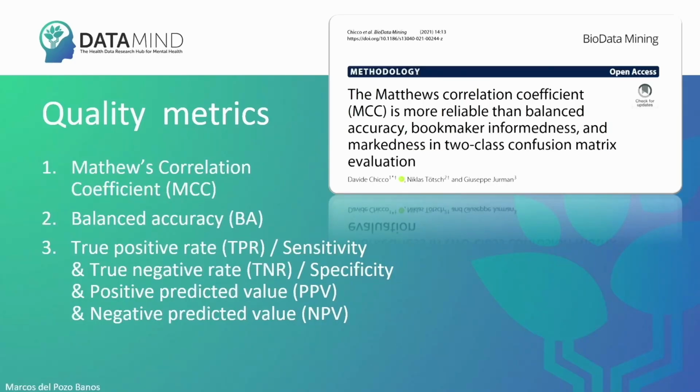Again, personally, the area under the ROC curve or the C statistic is not something that I use, but I have given you some papers justifying this, but then again, it's up to you.